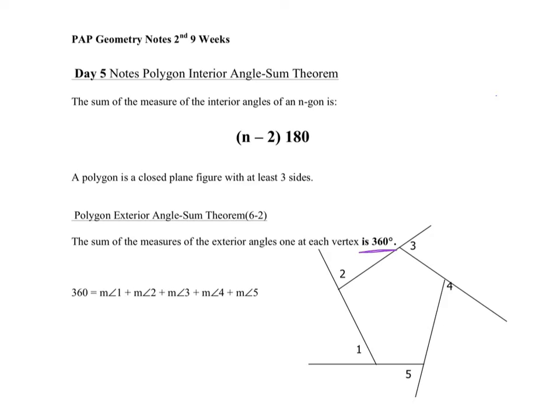So a couple of really important theorems that we have for the lesson: the interior angle sum, n minus 2 times 180, and the fact that the exterior angle sum is always 360.